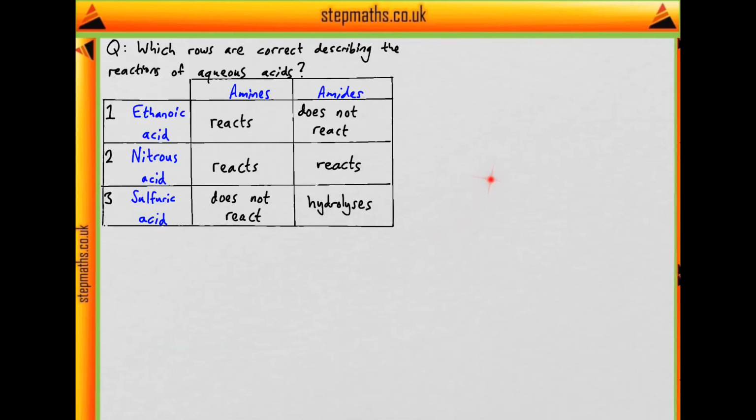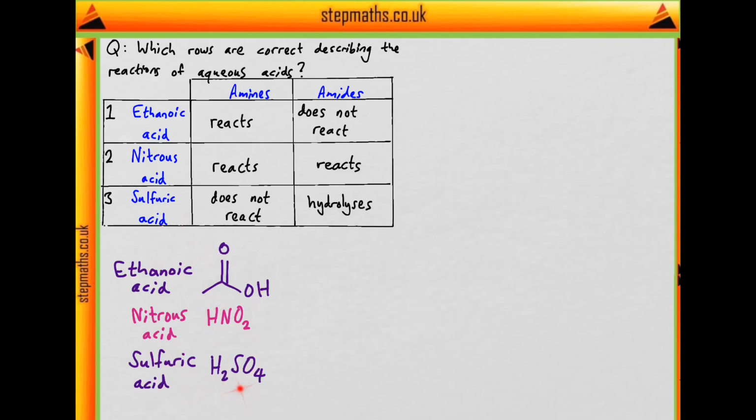So firstly, what do all these molecules we have look like? So ethanoic acid is our classic carboxylic acid with the COOH group. Then what about nitrous acid? Now don't confuse this with nitric acid, which is HNO3. Nitrous is actually HNO2. And what about sulfuric acid? This is our classic H2SO4.